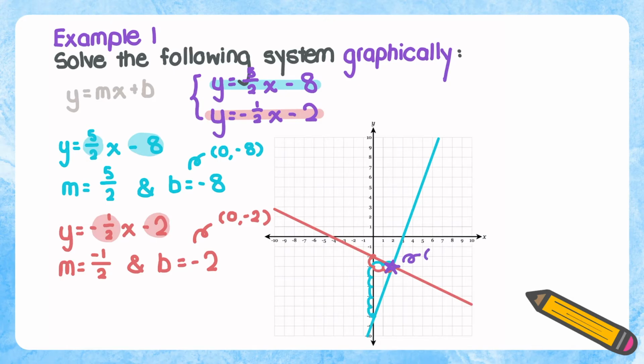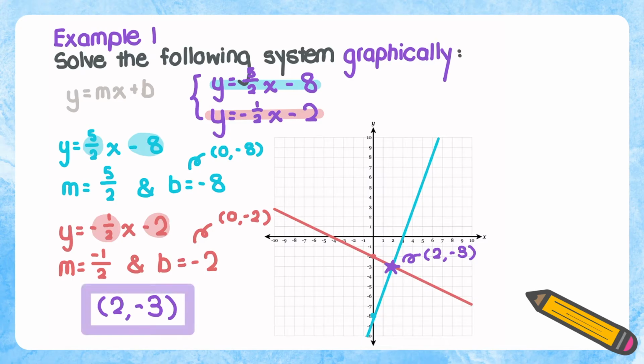And notice here, the two lines intersect at the point (2, negative 3). So the two lines are crossing at this point. This means that our solution for this linear system is (2, negative 3). So for today's lesson, we're using graphing to see where the two lines, so where the two linear equations, intersect.